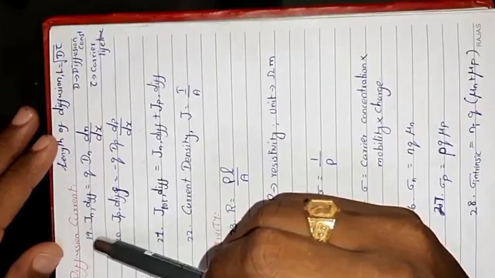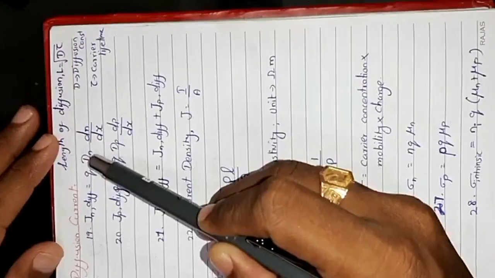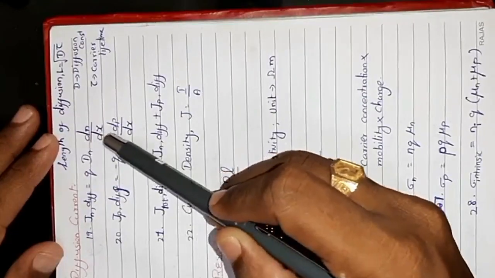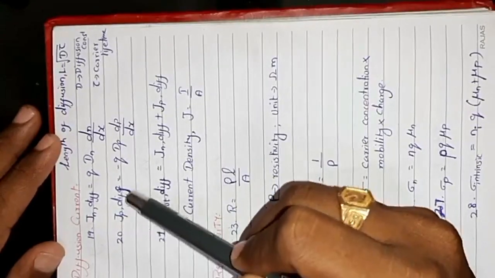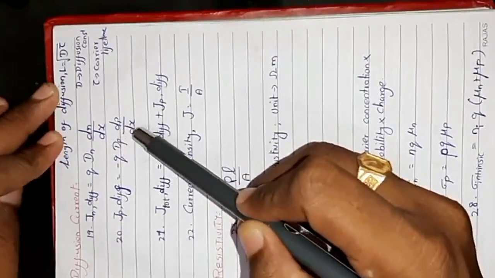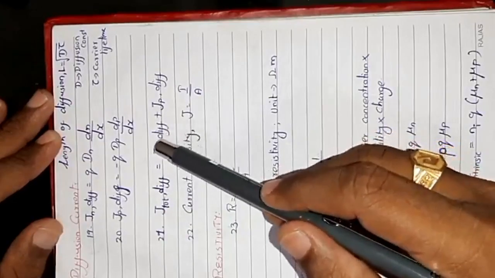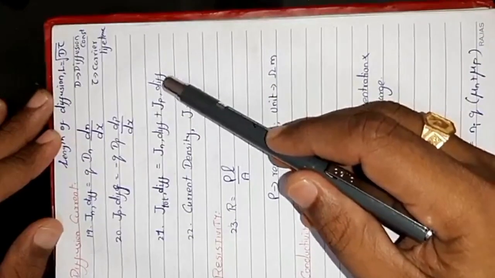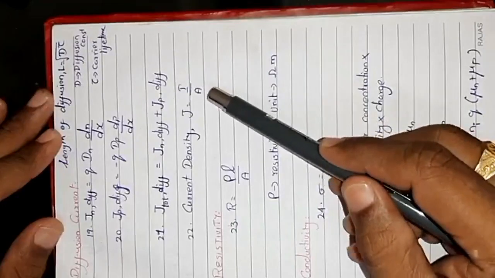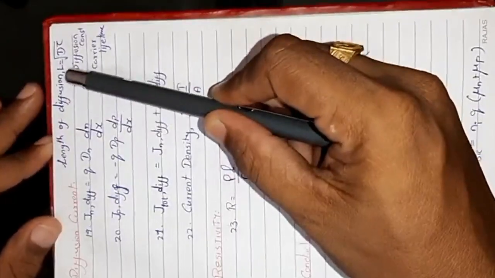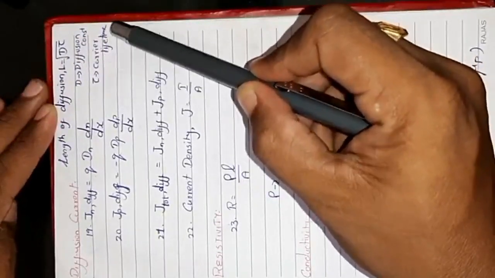Next, diffusion current. Number 19, diffusion current density due to electrons is equal to Q into capital Dn into dN by dx. Number 20, diffusion current density due to holes is equal to Jp comma diff equal to minus Q into dP by dx. Number 21, total diffusion current density is equal to sum of diffusion current density due to electrons and diffusion current density due to holes. Number 22, current density, J is equal to I by A. I is the current, A is area. Length of diffusion, L is equal to root of D into tau, where D is the diffusion constant and tau is the carrier lifetime.